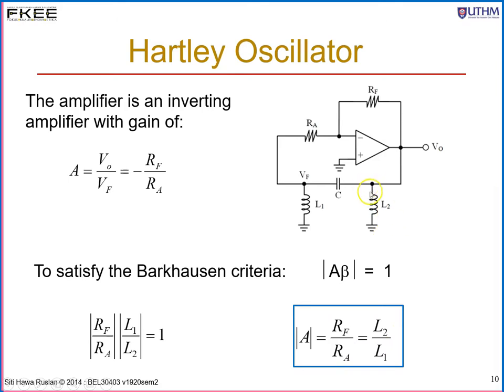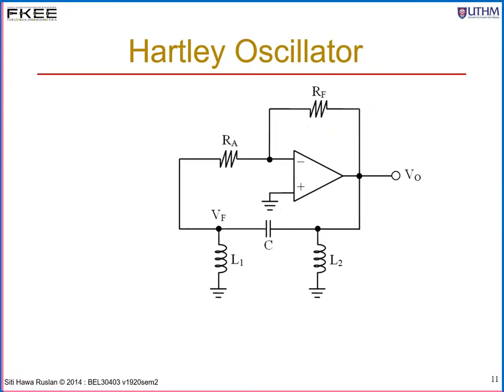And please remember that L2 is the one connected to the output, while the first inductor, L1, is connected to the input. So in order to design a Hartley oscillator, you must make sure your RF over RA is equal to L2 over L1. You cannot interchange the positions of L2 and L1. Otherwise, you'll get a wrong answer, because the ratio of L2 over L1 equals the ratio of RF over RA. Again, the amplifier is an inverting amplifier, so it is minus RF over RA.